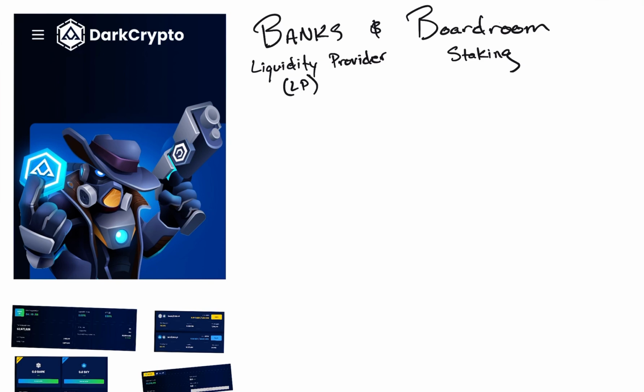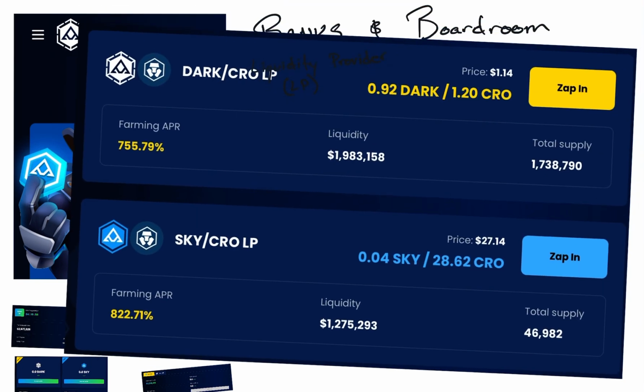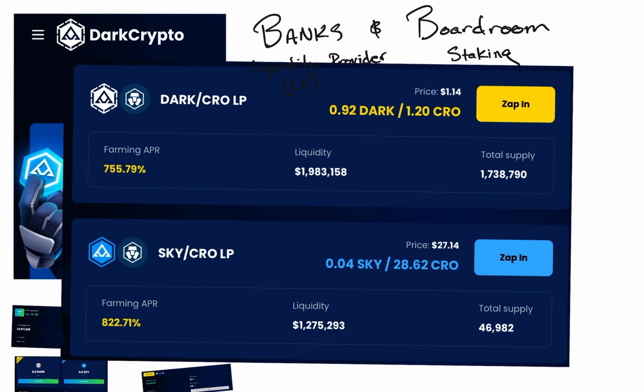So banks are where you can provide liquidity to the platform. You do that by adding two assets in and in return getting a liquidity provider token, which you'll hear referred to as LP quite often. So here on Dark Crypto, we have two pools in the bank.